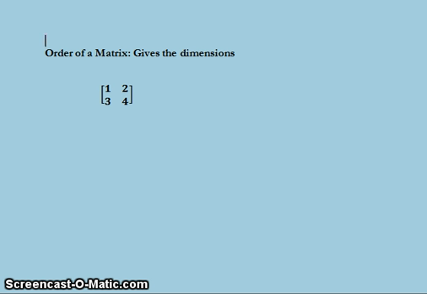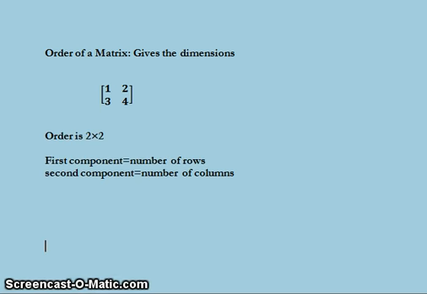Next, we come to the order of a matrix. For example, in the given matrix, we have 2 rows and 2 columns. Thus, the order of the given matrix can be written as 2 by 2, where the first component refers to the number of rows and the second component to the number of columns. Thus, in order to evaluate the order of a matrix, we need to find the number of rows and number of columns in a matrix.